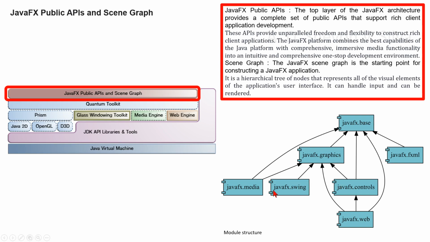Here javafx.media is connected to javafx.base. Here javafx.media is connected to javafx.graphics. Here javafx.swing is connected to javafx.graphics, and javafx.web is connected to javafx.graphics and javafx.base and javafx.controls. javafx.controls is connected to javafx.graphics and javafx.base. javafx.graphics is connected to javafx.base. Here javafx.fxml is connected to javafx.base.